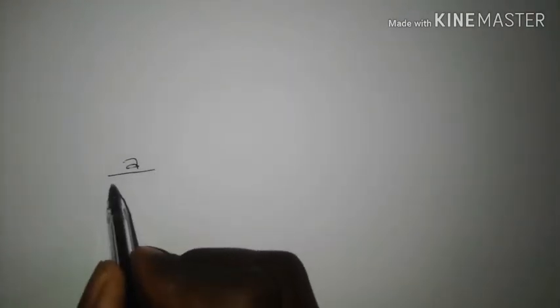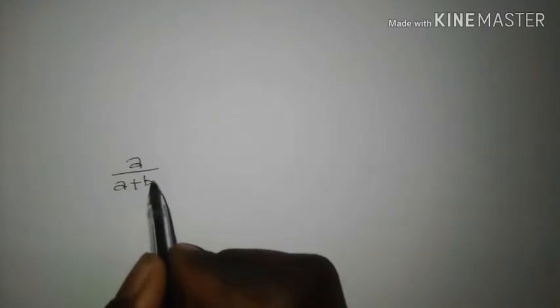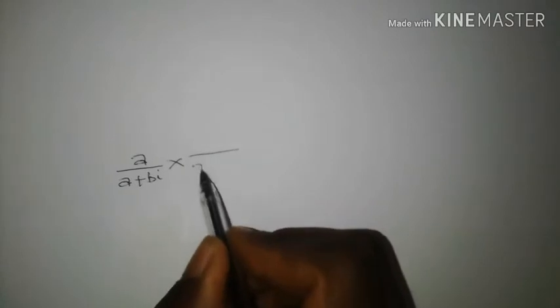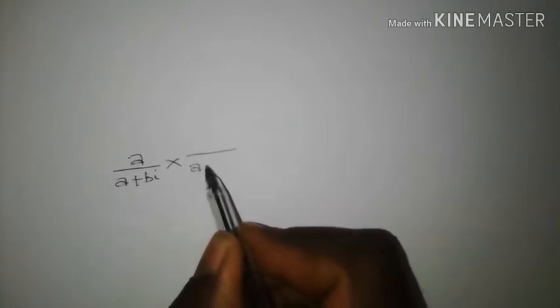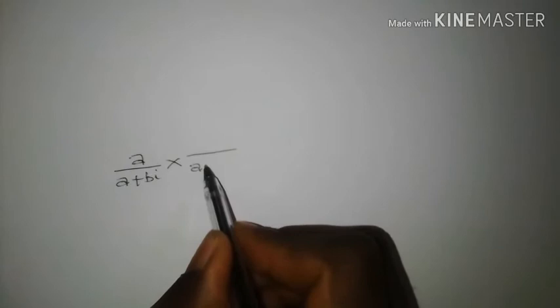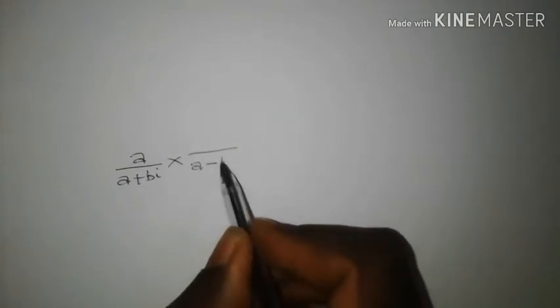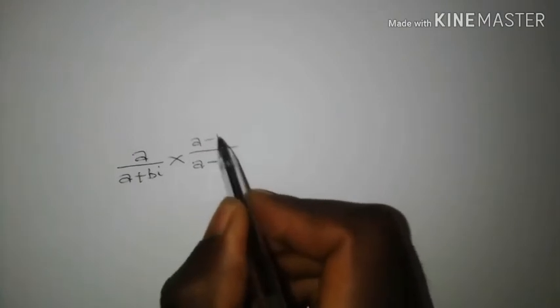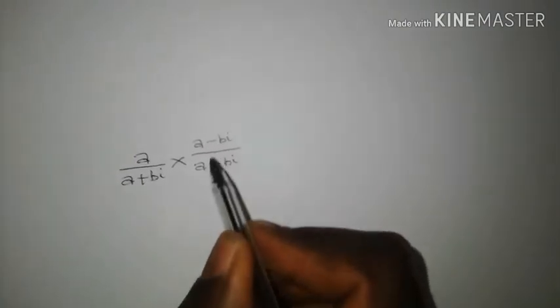Before we deal with that question, what we need to understand is that when dividing, you have a over a plus bi. You multiply the top and the bottom by the conjugate of the denominator, and the conjugate in this case is going to be a minus bi, and on top also a minus bi. So that's what we're going to do with the question.